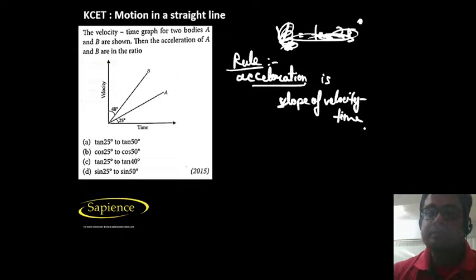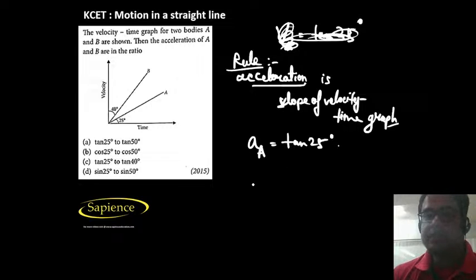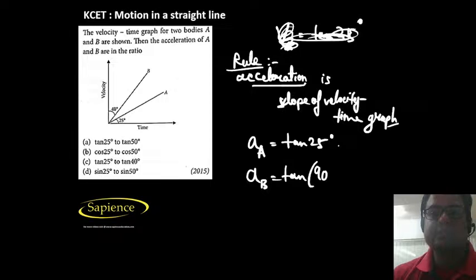Acceleration is the slope of the velocity-time graph. So the acceleration of body A will be equal to tan 25 degrees, and the acceleration of body B will be equal to tan (90 minus 40) degrees, since here we should take only the angle which it makes with the time axis. So that will be tan 50 degrees.